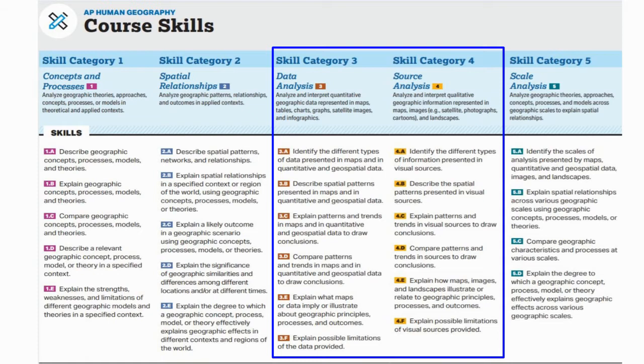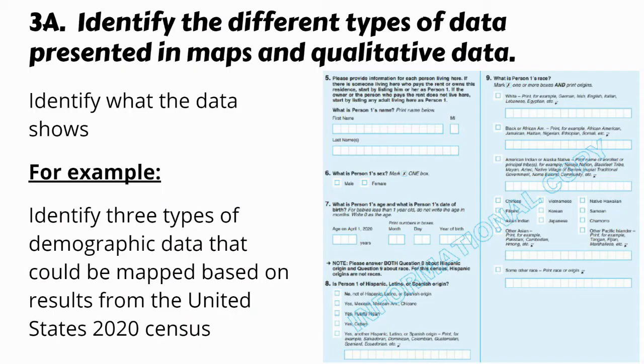Not all of the examples I love. Remember that this is a collaborative effort from other teachers plus the work that I'm putting into it. So some of the examples are kind of meh, but I will definitely be pointing those out to you as we move through. So 3A says identify the different types of data presented in maps and qualitative data.